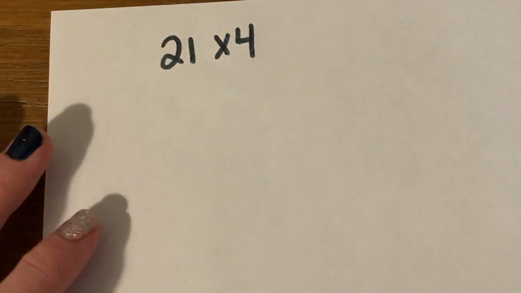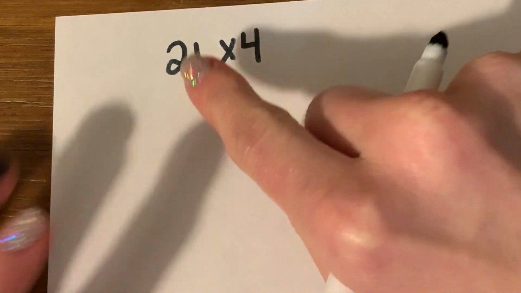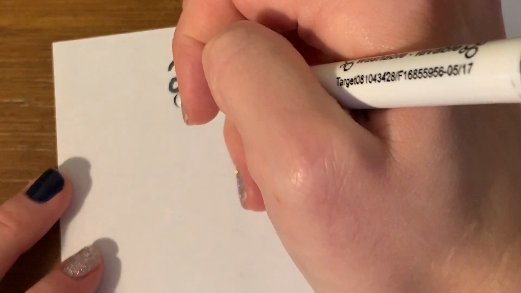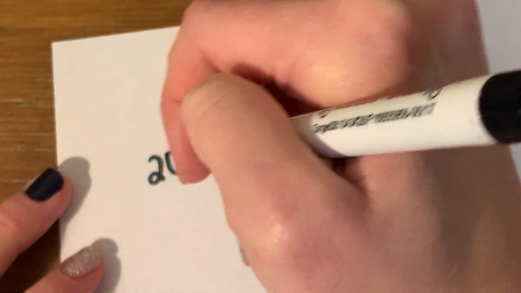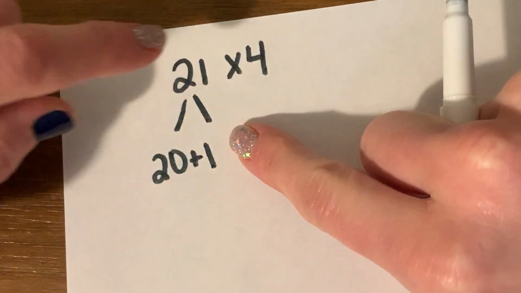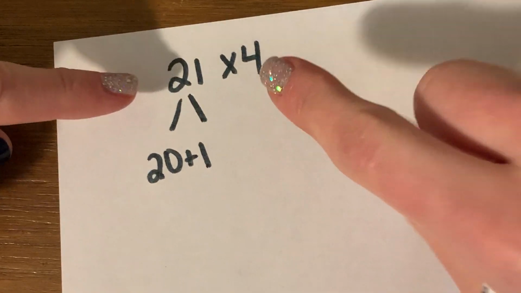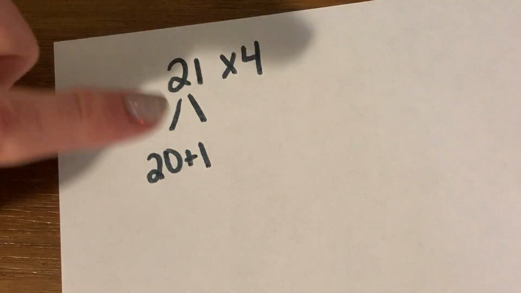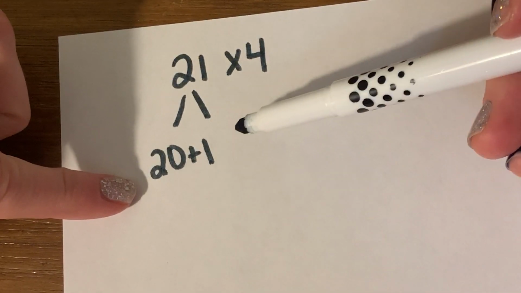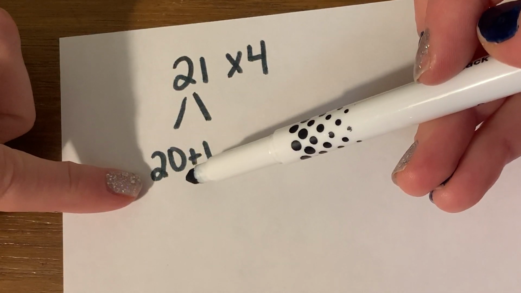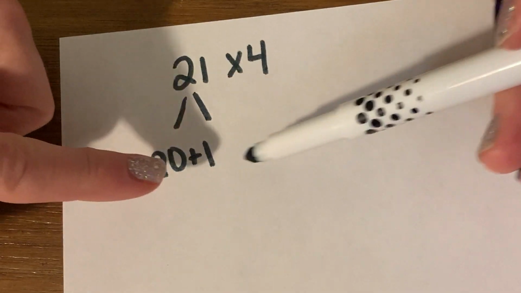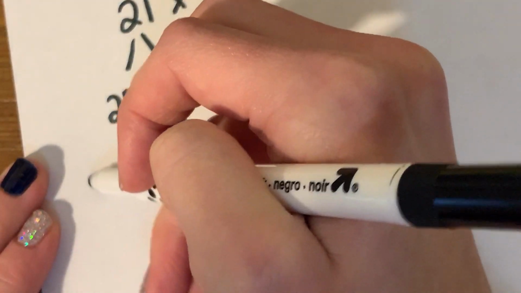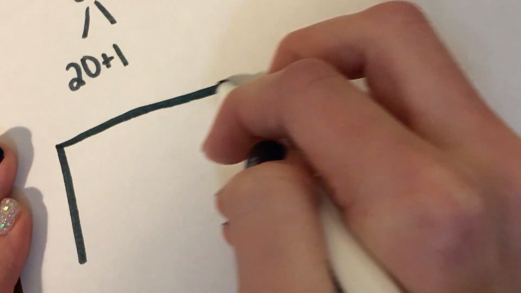First, we are going to break this 21 into partial products. We are going to turn it into 20 plus 1. Basically, I'm asking you to put it in expanded form. So 20 plus 1. So when we read a multiplication problem, this is actually 21 groups of 4, okay? So we still have 21 groups. We're just going to break it down to 20 times 4 and 1 times 4, okay? So it's going to look like this when we draw an area model.